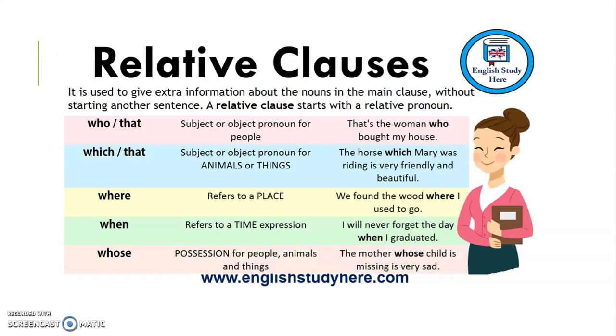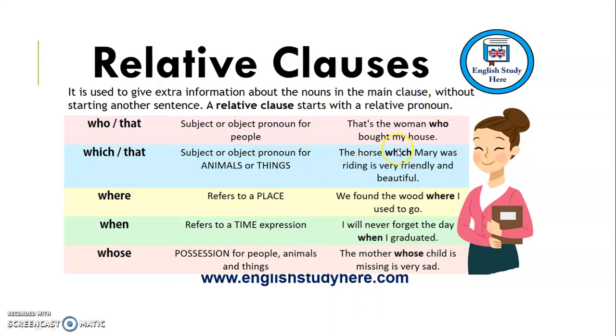To create relative clauses, guys, you are going to introduce them with something that we call a relative pronoun. Okay, whenever you want to introduce a relative clause, the first thing you need to mention is a relative pronoun. And we have different kinds of pronouns. If you have who and that, you use them for people. Which and that are used for animals or things. Where is used when you are referring to a place. When is exclusively for time, when you are using a time expression. And whose is for possession. It can be any kind of possession, for people, for animals, and for things.